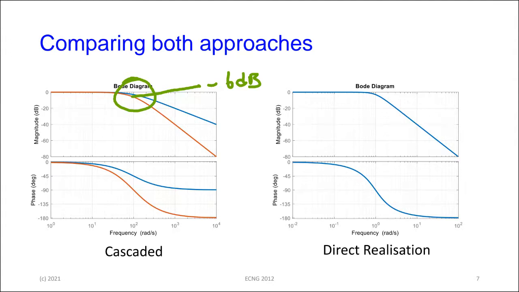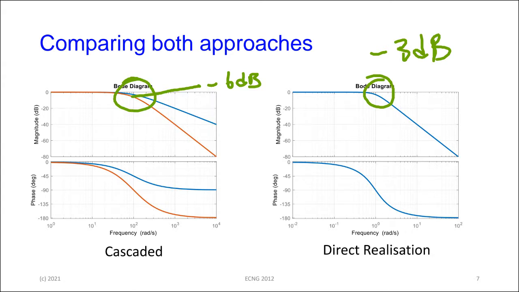Right, so one of the little differences that you have when you cascade is that each section at the cutoff is minus 3 dB. So you cascade 2, you're going to get minus 6. You cascade 3, you're going to get minus 9. Whereas in the direct realization, the attenuation at the cutoff frequency is always going to be minus 3 dB. Yeah? So that's one subtle little difference that you have to be aware of.